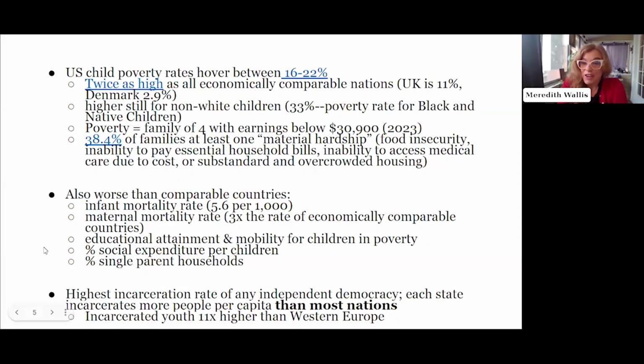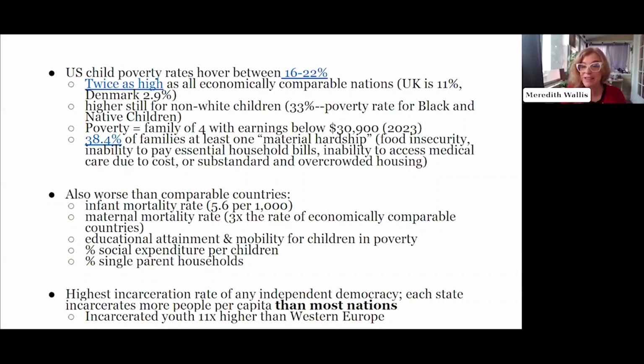Okay, so how does the US score on indicators for child welfare? Pretty badly. In fact, the worst of all economically comparable nations. The US child poverty rate hovers between 16 and 22%. That's twice as high as most comparable nations. For example, the UK is 11, Denmark is 2.9. It's higher still for non-white children. For our purposes, we're going to be talking a lot about Black and Native American children, because they are particularly targeted by how the system of child welfare was designed in the United States. So their rates are almost never below 33% and sometimes as high as 40% in certain jurisdictions.